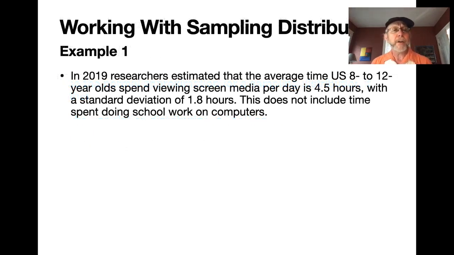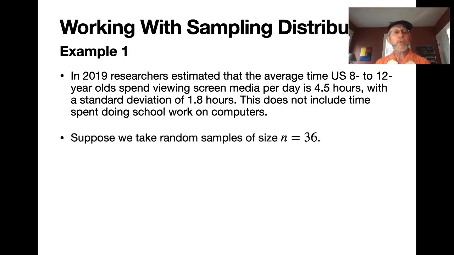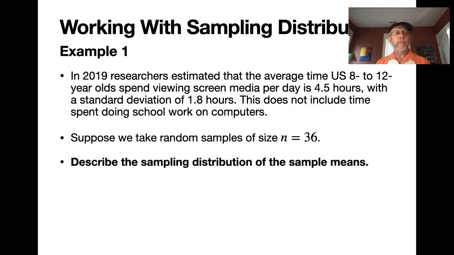My examples deal with this scenario that came out in 2019 when researchers estimated that the average time U.S. 8 to 12-year-olds spend viewing screen media, that would include television, phones, tablets, and so on, is 4.5 hours, with a standard deviation of 1.8 hours. And this does not include time spent doing schoolwork on computers or tablets and so on. So suppose we take random samples of size n equals 36. How would we describe the sampling distribution of the sample means X bar?